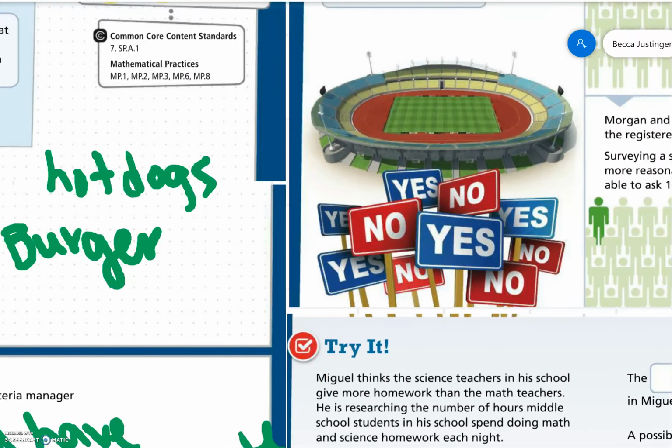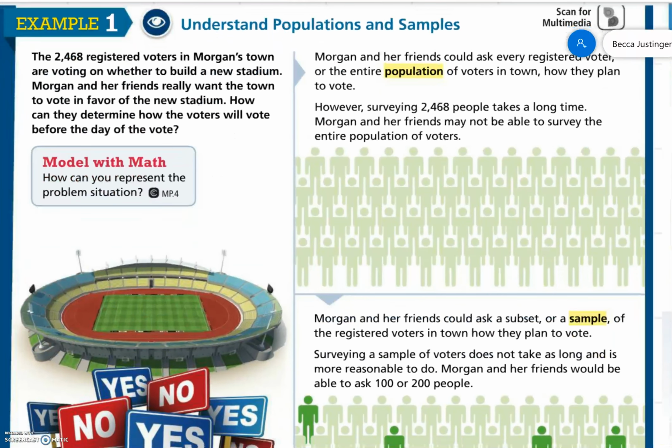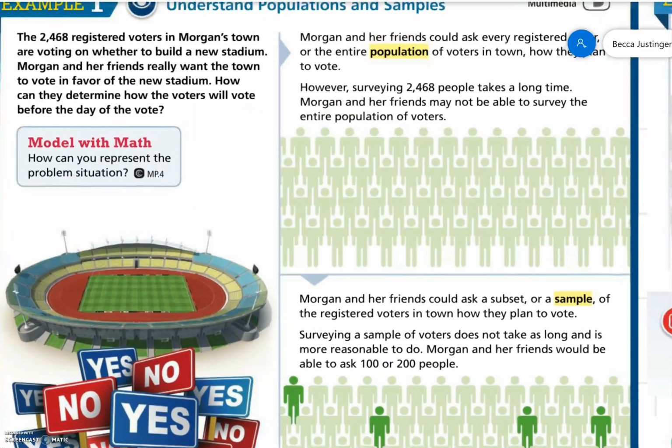Okay, example number 1. Understand populations and samples. The 2,468 registered voters in Morgantown are voting on whether to build a new stadium. Morgan and her friends really want the town to vote in favor of the new stadium. How can they determine how the voters will vote before the day of the vote? So how can you represent the problem situation?